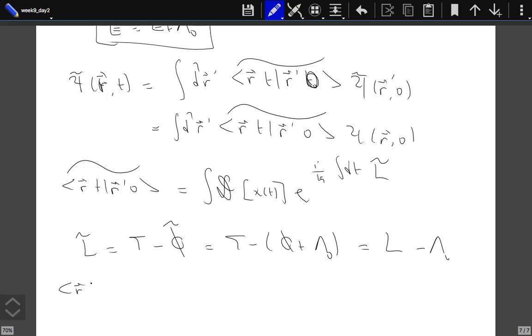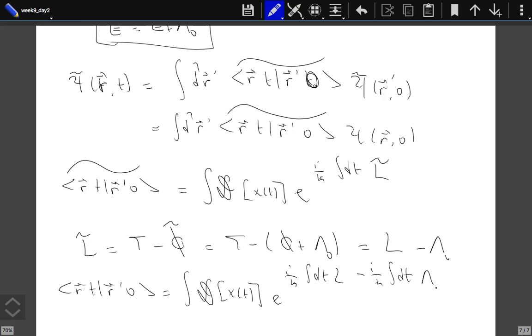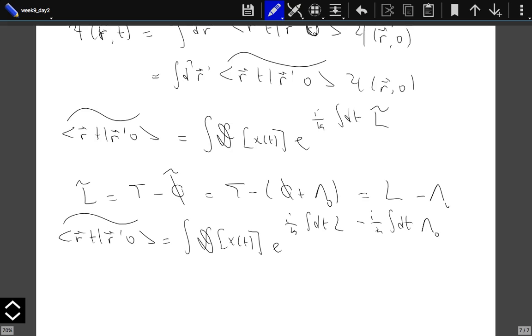So this propagator is the sum over paths of e to the power i over h bar integral dt L. This is the ordinary, unshifted Lagrangian, minus i over h bar integral dt of lambda 0. This is the propagator under the shifted potential. You see, lambda 0 is independent of my path.